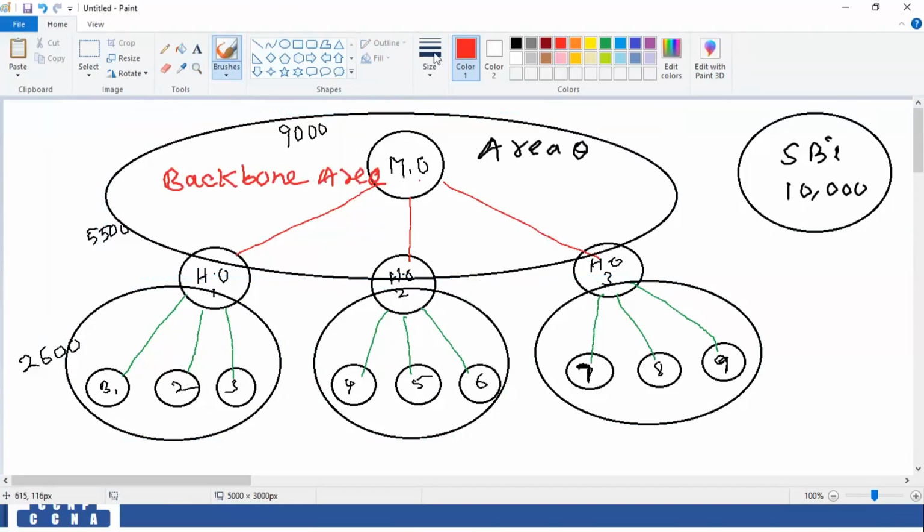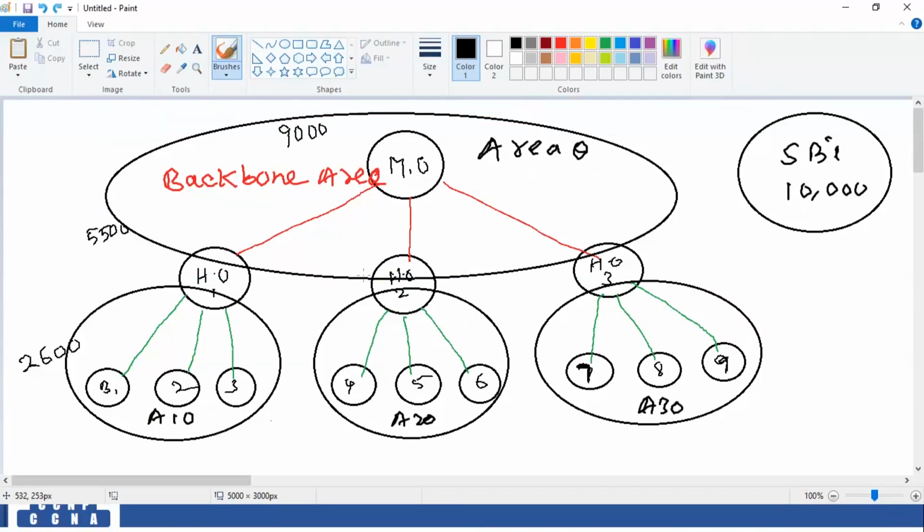Backbone area, area 0. In the remaining, we can give any number: area 1, area 2, area 3. For example, area 10, area 20, area 30, like this. All areas must be connected to area 0. Area 10 must connect to area 0. Area 20 must connect to area 0. Area 30 as well. The network architecture will be designed like that. You need to understand all, okay?